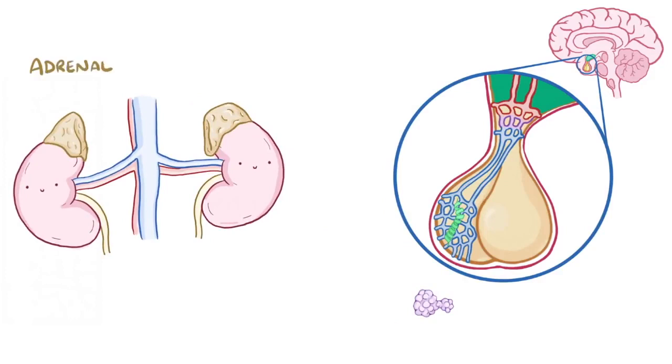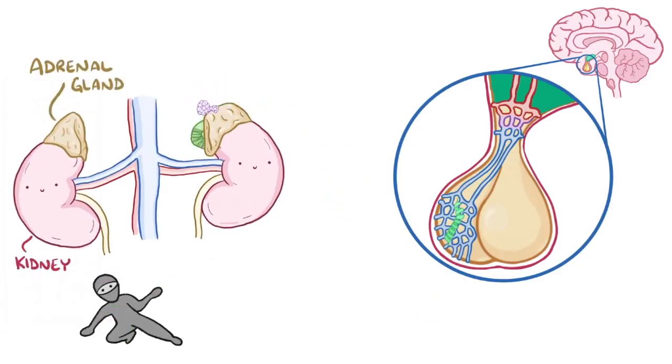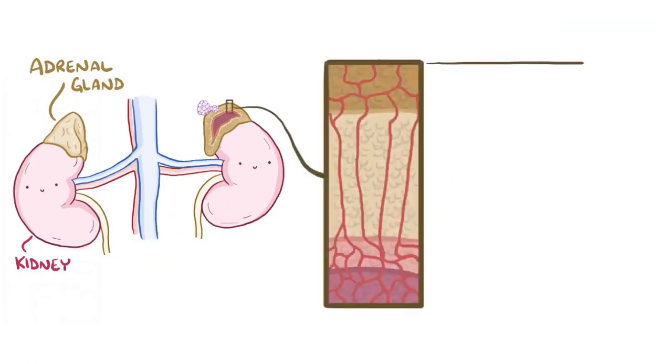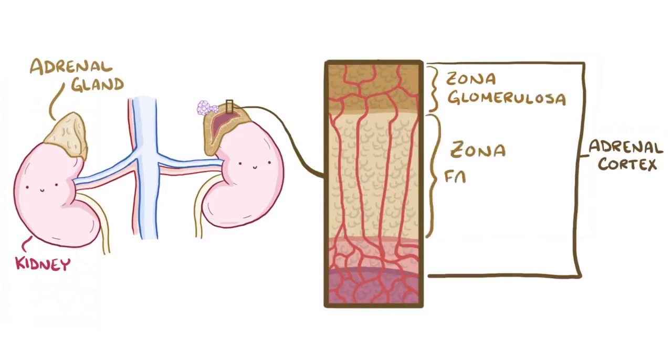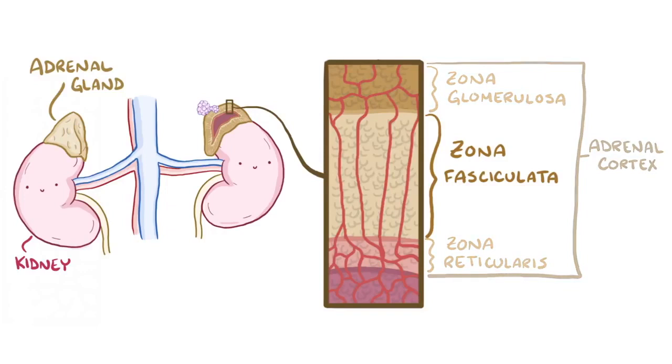ACTH then travels to the pair of adrenal glands on top of each kidney, where it specifically targets cells in the adrenal cortex. The adrenal cortex is the outer part of the adrenal gland and is subdivided into 3 layers: the zona glomerulosa, the zona fasciculata, and the zona reticularis. The zona fasciculata is the middle zone and also the widest zone, and it takes up the majority of the volume of the whole adrenal gland.